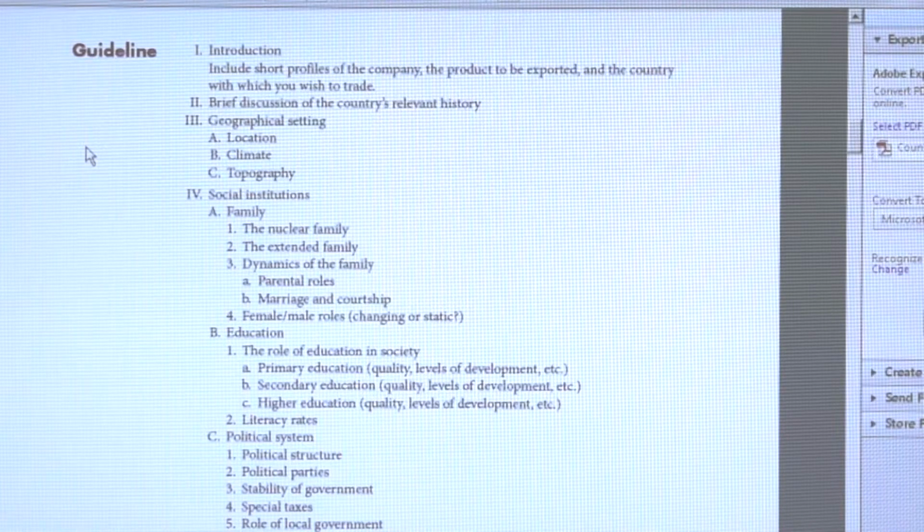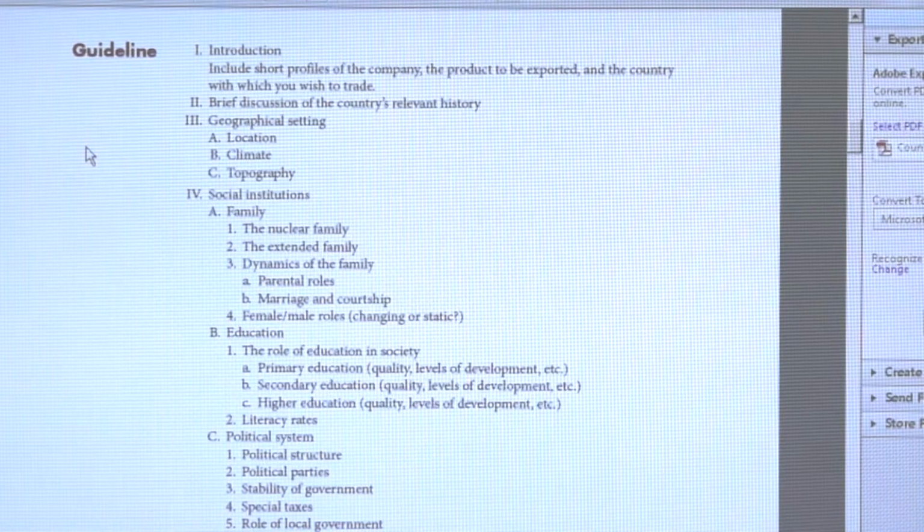So for example, I assume somewhere in there we're going to have the fact that the country went from being a centrally controlled economy, i.e. scientific socialist, communist, whatever you want to call it, to a form of free market capitalism integrated into the European Union in one way or the other, etc. So that'd be a brief discussion of the country's relevant history. Next, geographical setting, location, basically where it is. Little pictures and maps help, by the way.